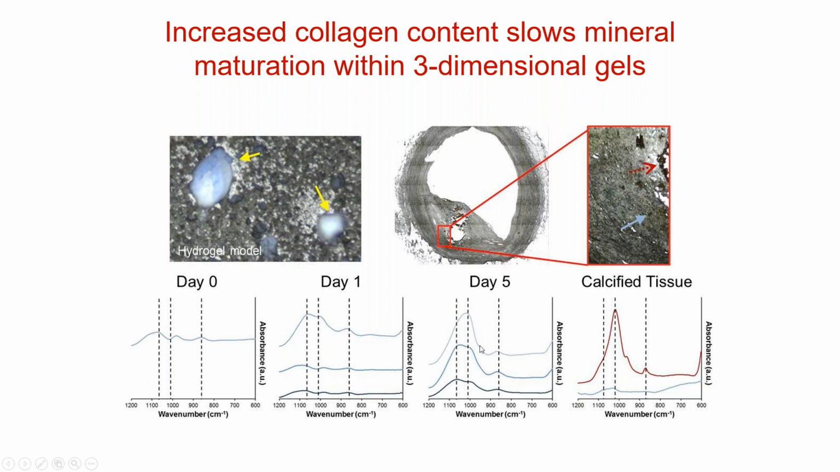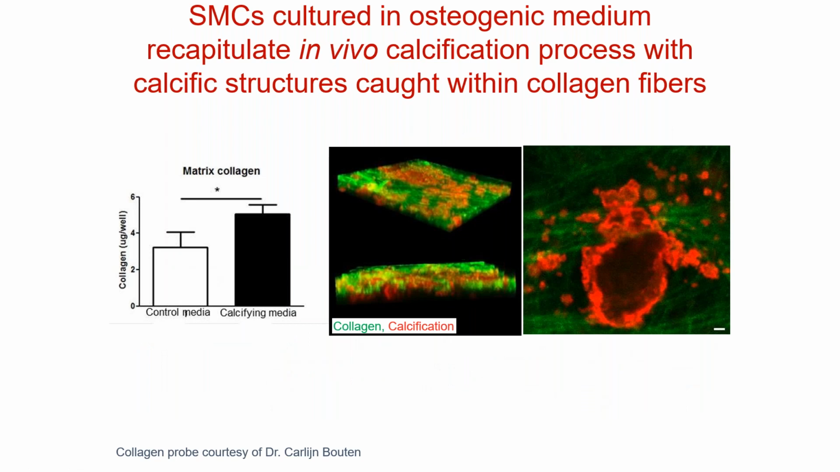the mineral that's forming in our hydrogel looks spectroscopically very similar to what we see in the human tissue. The red here being a large calcification, this being a microcalcification. And one thing we did was we increased the collagen content in our hydrogel. And as we increased the content, we actually saw a decrease in this mineral maturity. It looks similar to a microcalcification. I'll get back to that in a moment. And we went back to our cells and said, okay, now we see that these vesicles seem to be aggregating together.